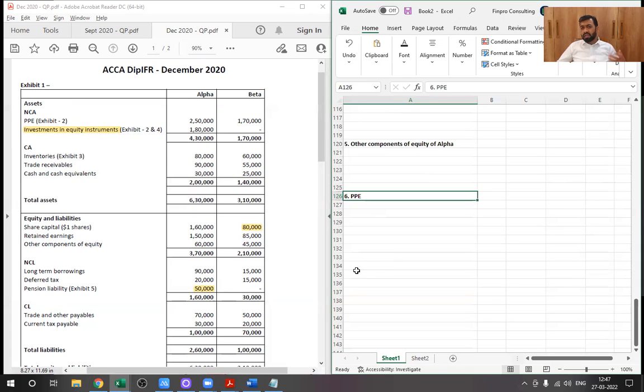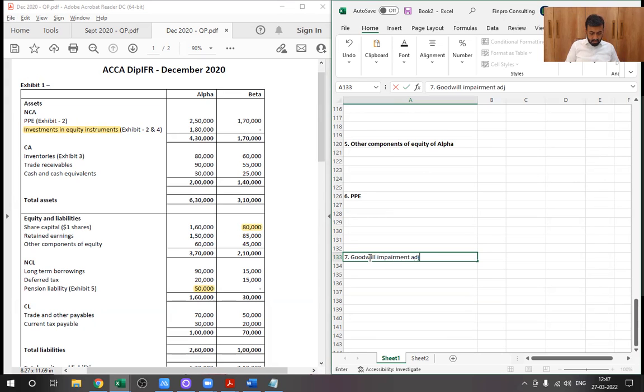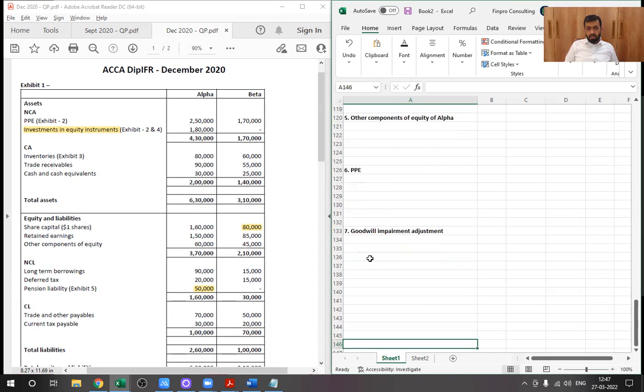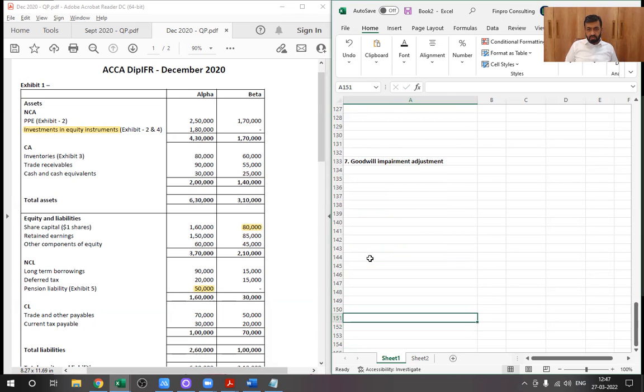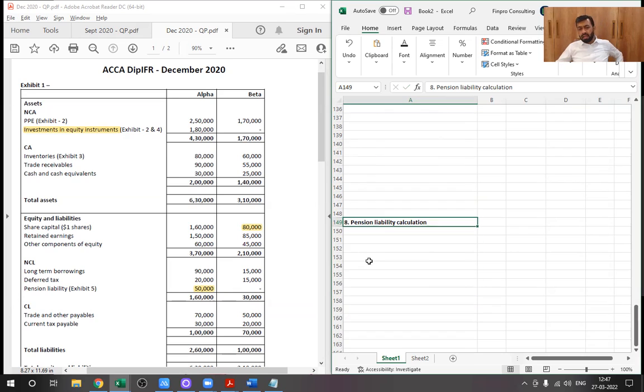Then as and when, so there is a calculation of impairment and a pension liability. So these two adjustments are there. So we will also create that. Goodwill impairment adjustment. You will require some space here. And then you will pension liability, right? Pension liability calculation. These are the 8.